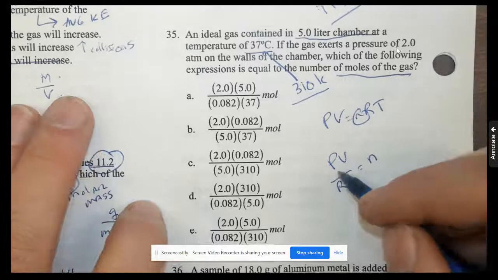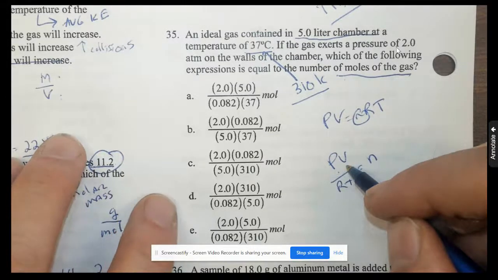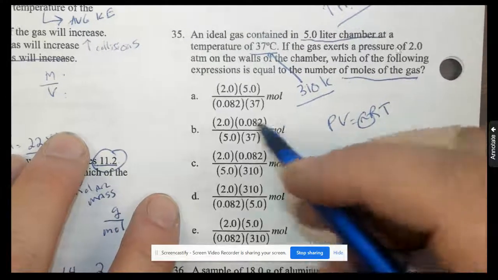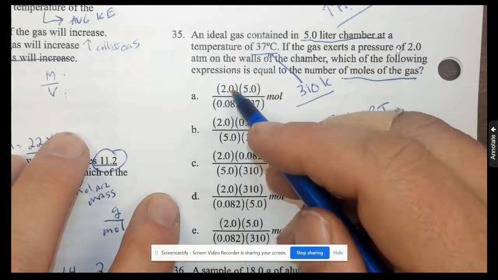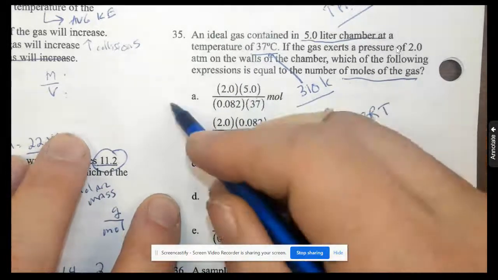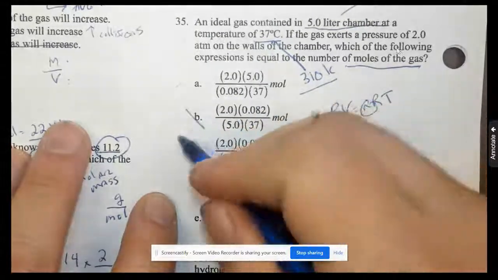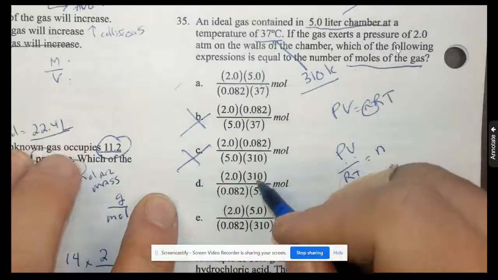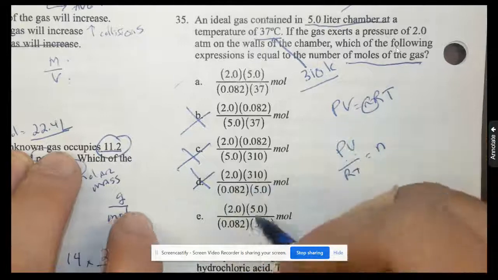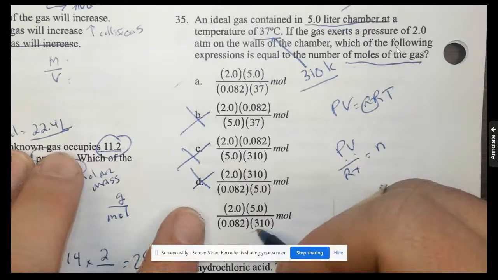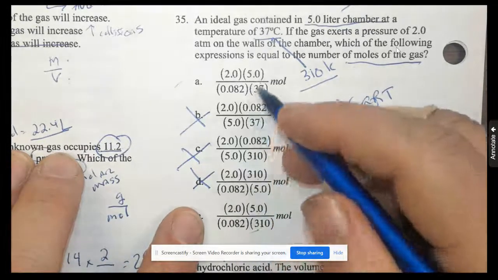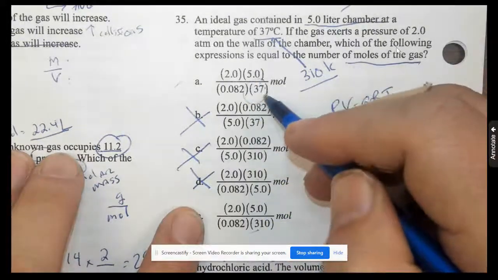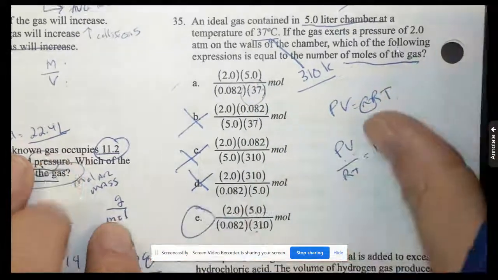PV over RT is equal to your number of moles. So my pressure and my volume are going to need to be on top. So 2 atmospheres is the pressure, there's the volume. So this is a possibility. This is not, this is not, this is not, and this could be. So what is the difference between these two? This one has the temperature in Celsius. This is in Kelvin. It must be in Kelvin.